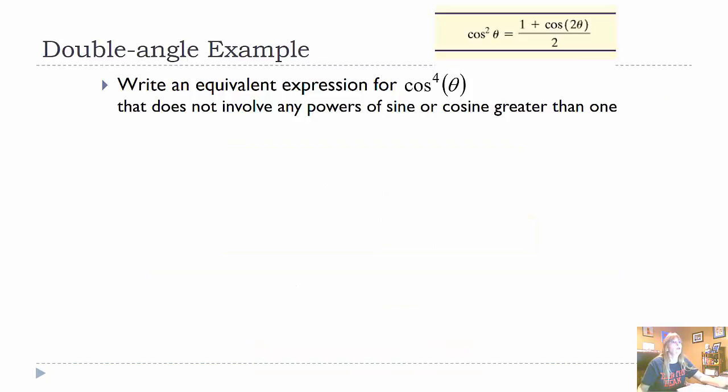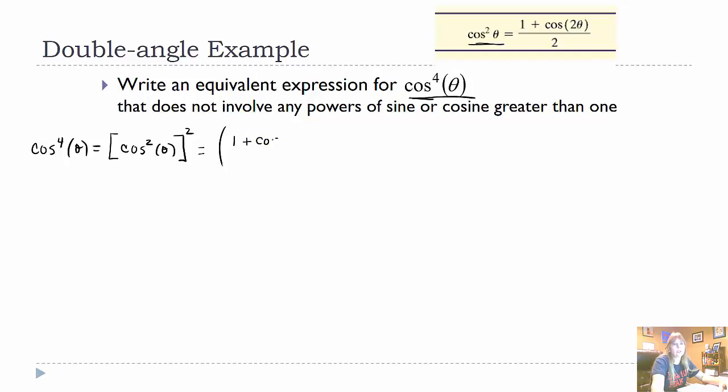So let's see how we can use this, and I'm told to write an equivalent expression for cosine to the 4th power of theta that does not involve any powers of sine or cosine greater than 1. All right, so let's see what we're going to do here. So the first thing I'm going to do is break this down into cosine squared theta, squared. Because now, notice, I'm going to use this formula. So this is going to be 1 plus cosine 2 theta over 2, squared.